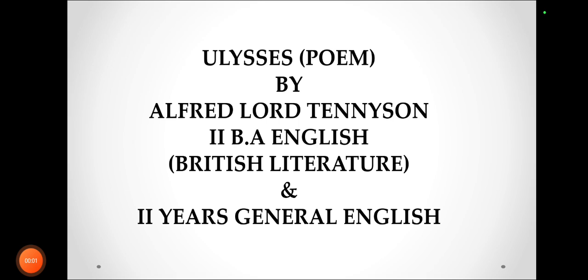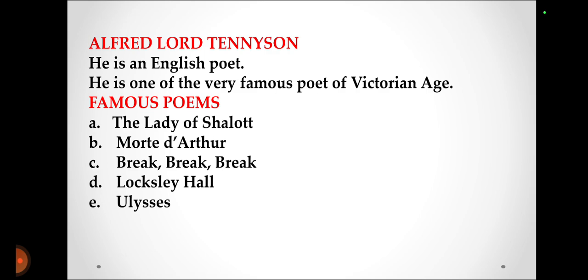Good evening students. In this video I am going to explain the poem Ulysses. It was written by Alfred Lord Tennyson. It is for 2nd BA English, subject name British Literature, and it is also for all second year students General English. So Alfred Lord Tennyson is an English poet and is one of the very famous poets of the Victorian age.